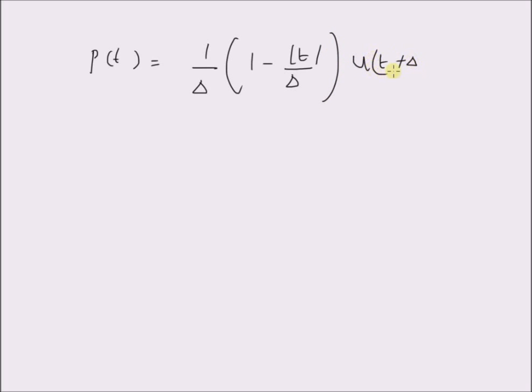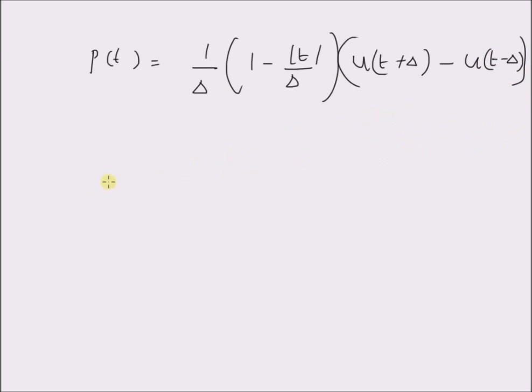So the triangular pulse is defined as P of t equal to 1 by delta into 1 minus absolute value of time t by delta into u of t plus delta minus u of t minus delta. So this is the definition of a triangular pulse.